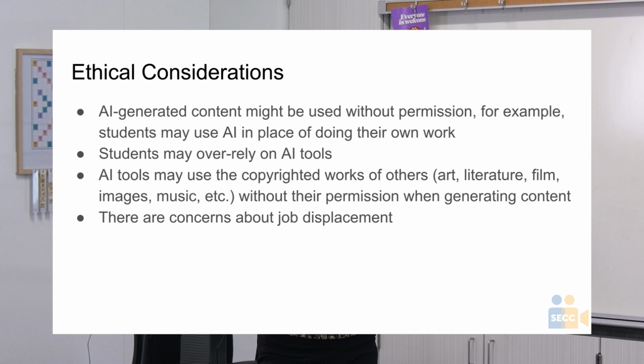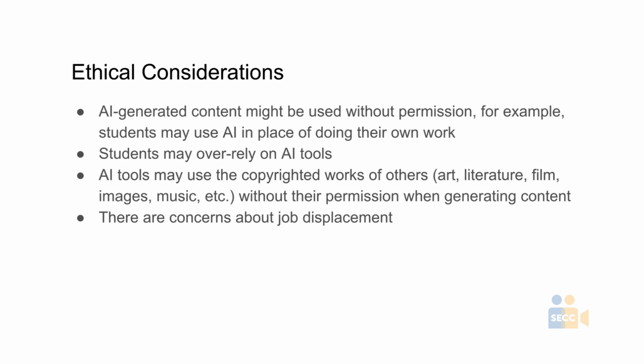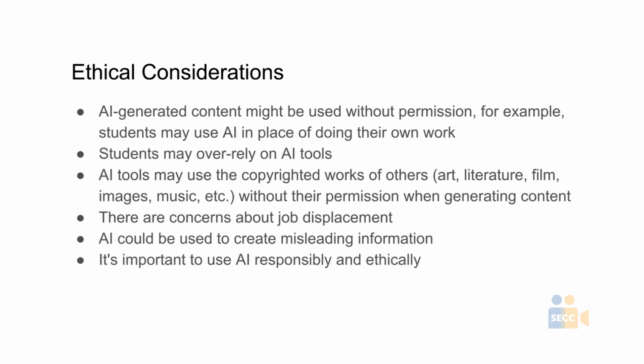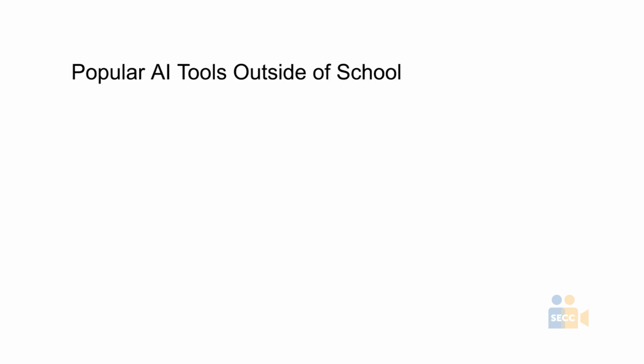Okay. There are concerns about job displacement. Someone was asking about the jobs. There are concerns about that because humans have to learn new skills now so that they are able to do the work that AI can't do. It can create misleading information. We have to be ethical and responsible in our use of artificial intelligence, and so do our students.